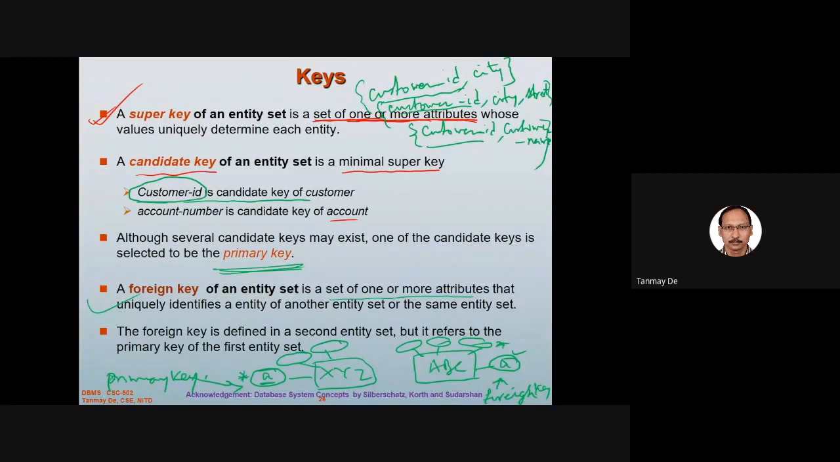We can discuss this one in our next class. If you still have any question regarding the key, we can talk in my next class.